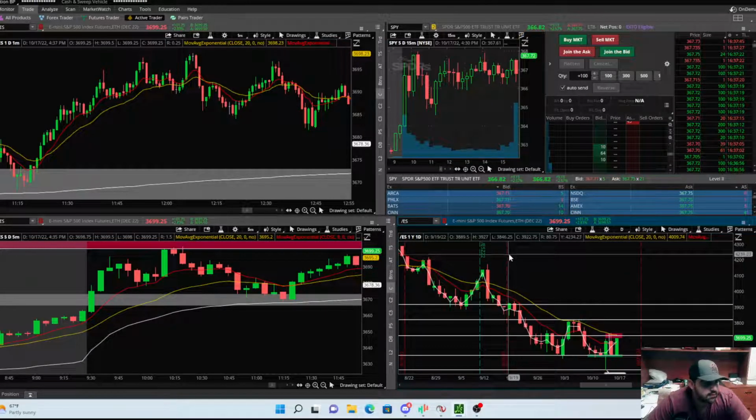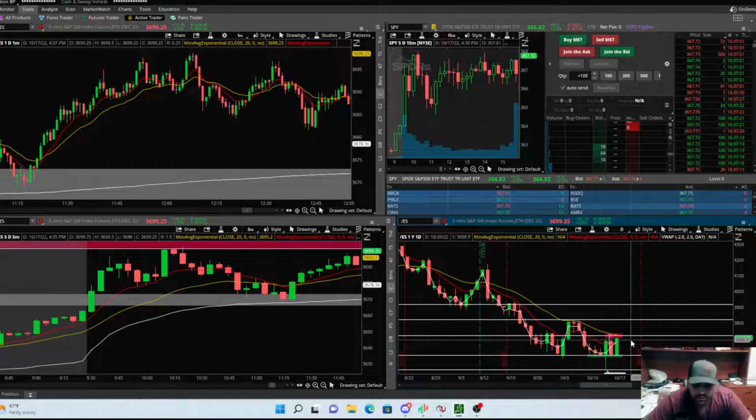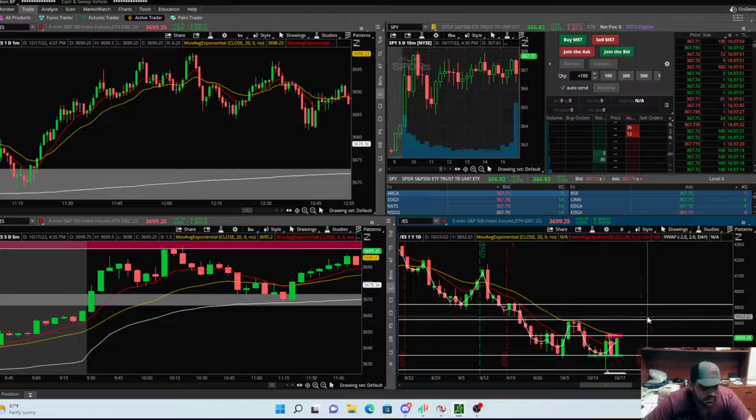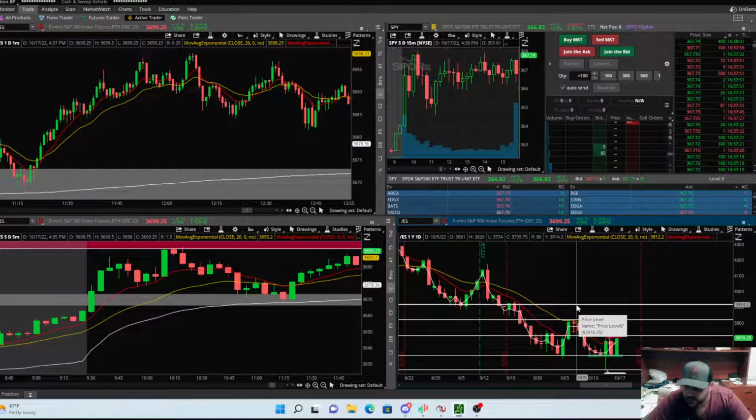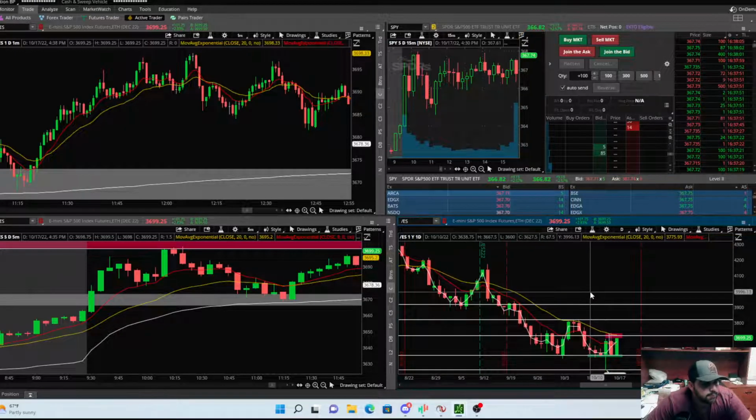But that's it as far as the analysis. Nobody really knows what's going to happen. We can retest the 370 again and reject, or we can break through it. We're going to see. We got some earnings going on. We got Tesla earnings that I really want to see, and Netflix coming up too. It's going to be a fun week, that's for sure.